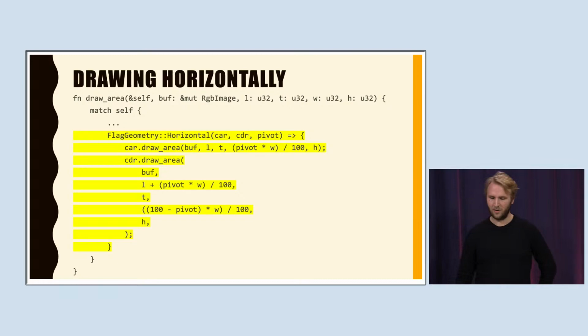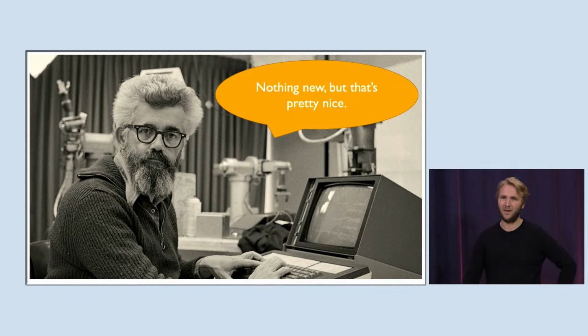We handle the horizontal and vertical strips by subdividing the input dimensions according to the specification, calculating the width based on the pivot and the input width for the first parameter. For the second parameter, we just offset it by that. The code for the vertical variant is fully analogous to this, so we don't need to go into that in detail. Yeah, definitely. Sum types and pattern matching make this type of thing really convenient. Notice that we didn't keep any state except for our drawing buffer.